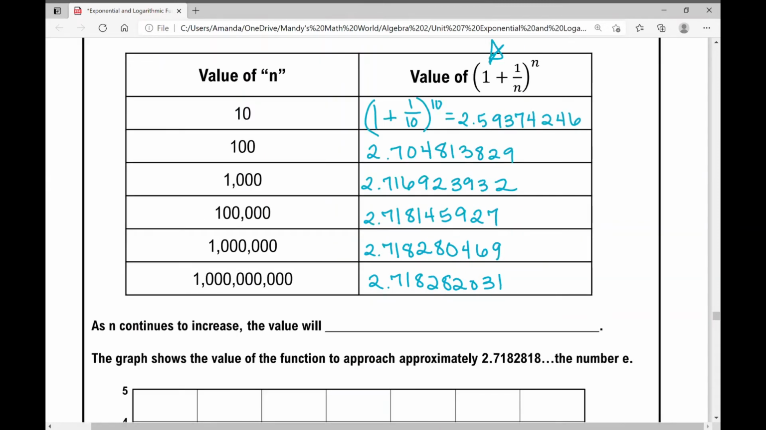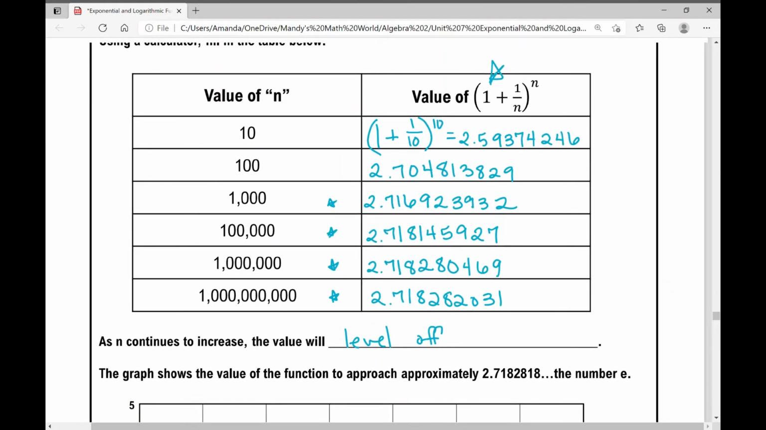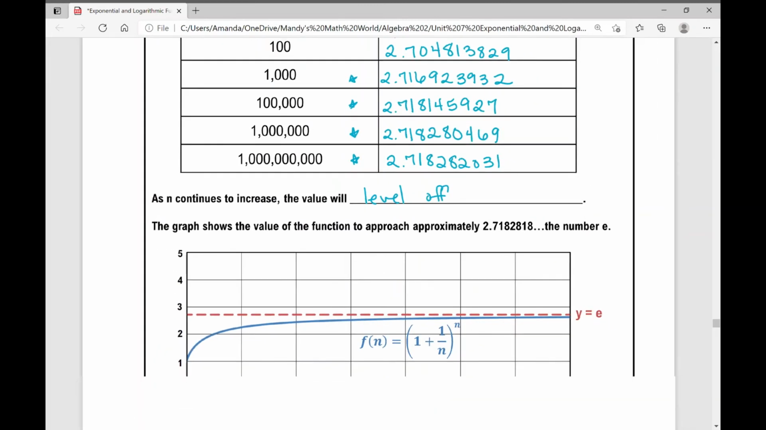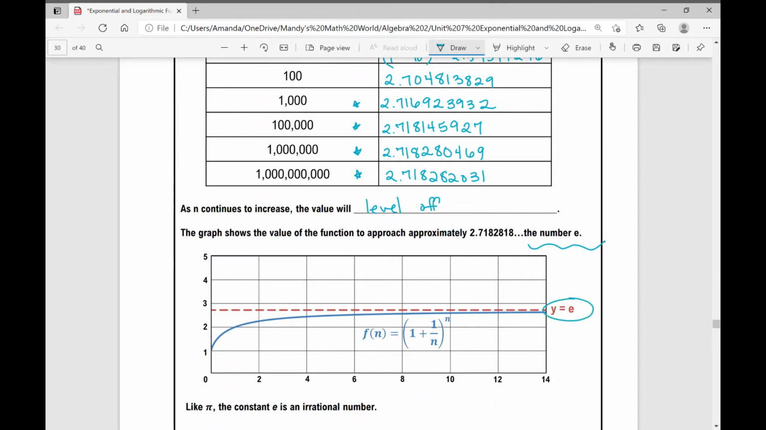As n continues to increase, what happens? As this value of n increases, what happens to the value? As you can see, it's getting ever so slightly bigger, but it really just levels off. And if we put this on a graph, the graph shows the value of the function approaching approximately 2.7182818, which is the number e. So when I plug this into my graph, it approaches that number right there, which I've shown on this graph as a horizontal asymptote.